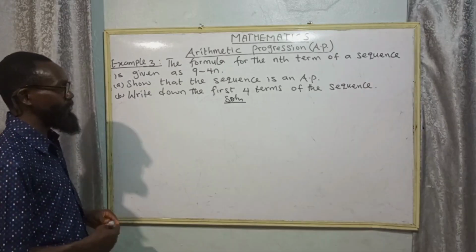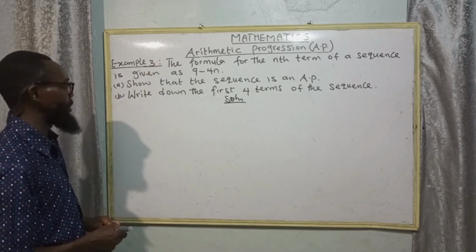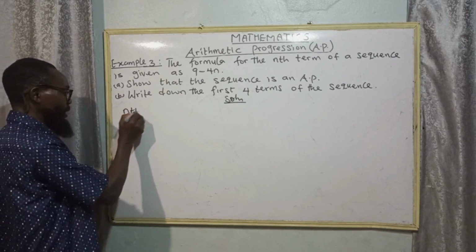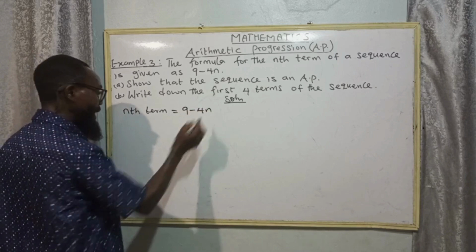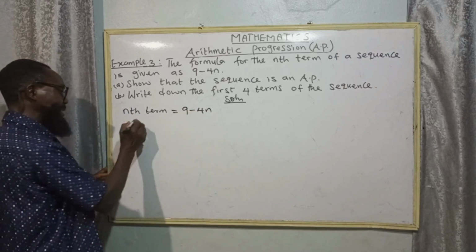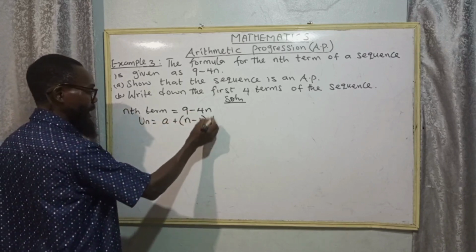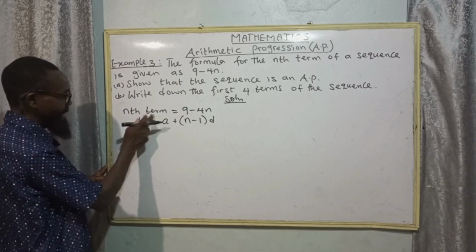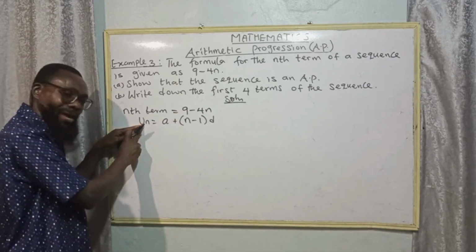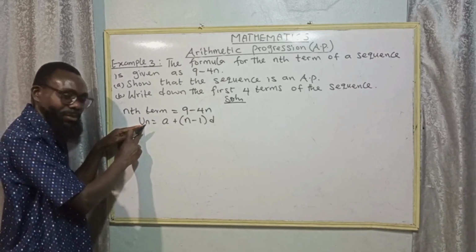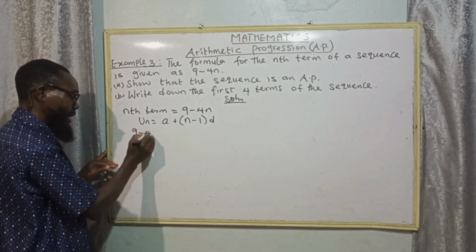Now, to write down the first 4 terms of the sequence, we go back to this question. The formula of the nth term of the sequence equals 9 minus 4n. And we know that our nth term un equals a plus, open bracket, n minus 1, close bracket, d. Don't forget that this is the formula for the nth term or the last term, and the nth term is given as 9 minus 4n.